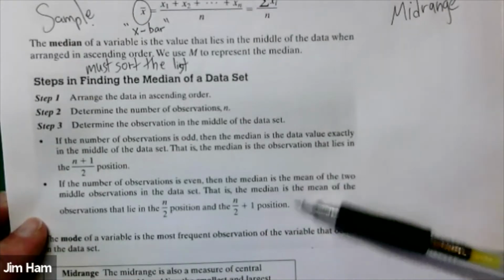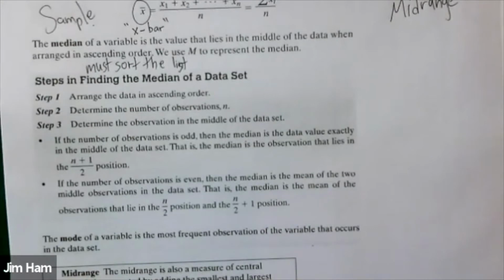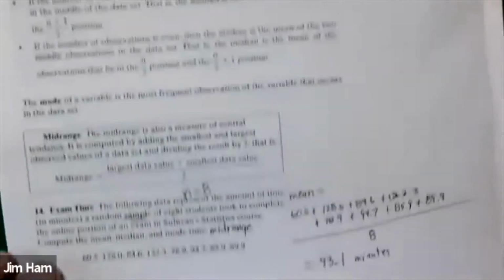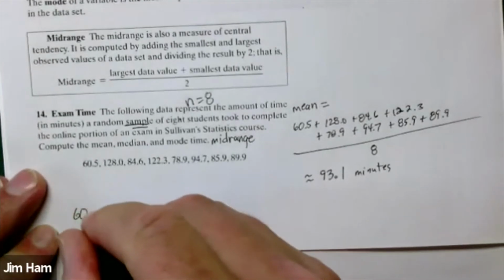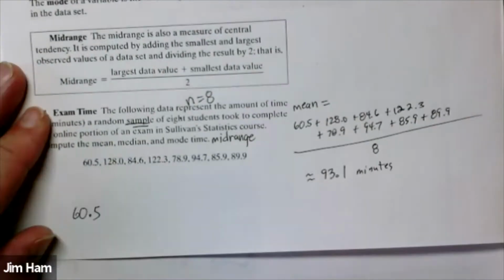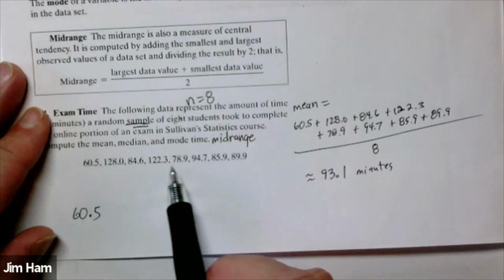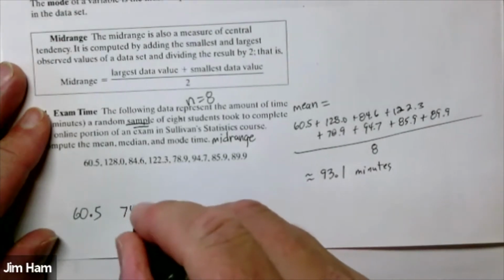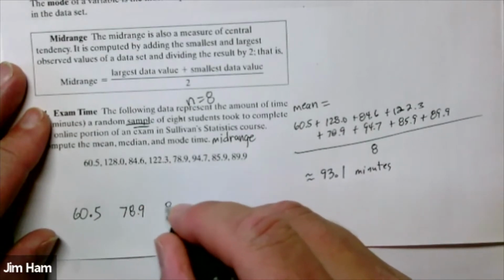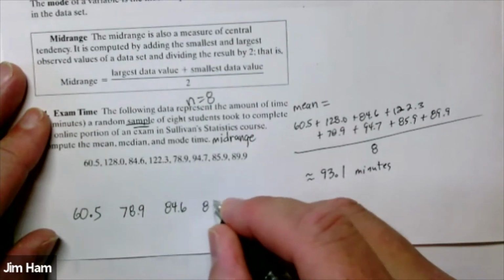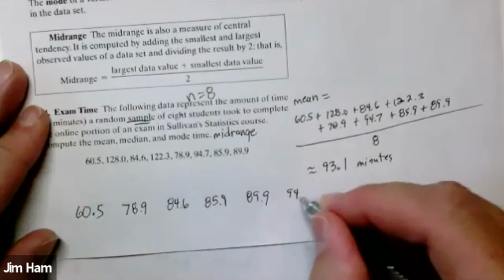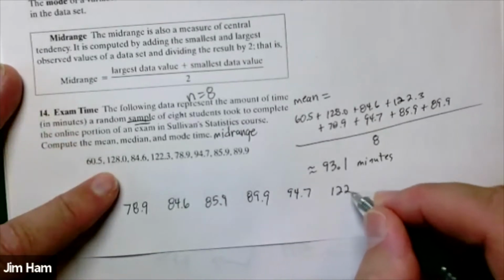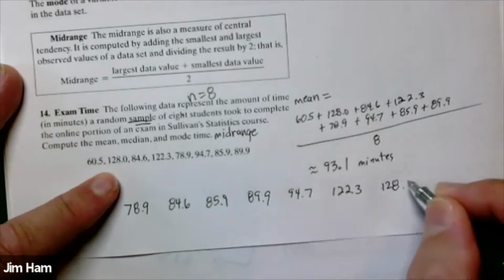They give you a little bit more detail here that tells you what position the median would be in. I'll show you how this works. But just by inspection, for our example, let's list them from the smallest data value to the largest data value, and then pick out the middle one. All right, so 60.5 comes first. And then you have 78.9, and then a bunch of 80s, 84.6, 85.9, 89.9. We've got a 90, 94.7, and then a 122.3, and then a 128.0.